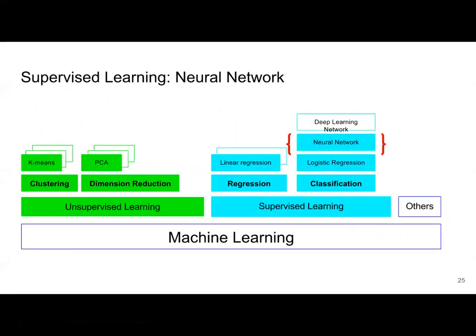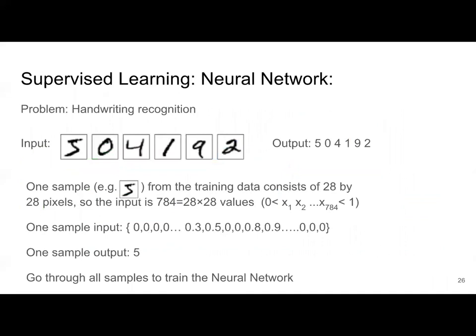Okay, that concludes logistic regression. Now we move to neural networks. First, I'll give you the problem. The problem is that we want to learn handwriting recognition. The input will be handwritten pictures, such as 504, and we expect the output to be the correct 504.